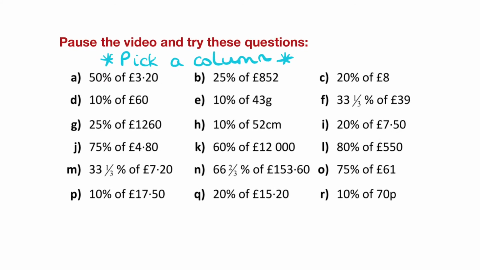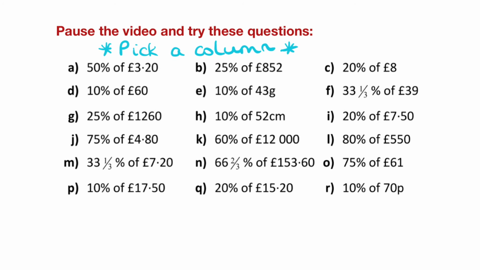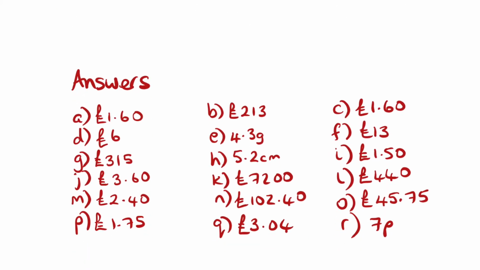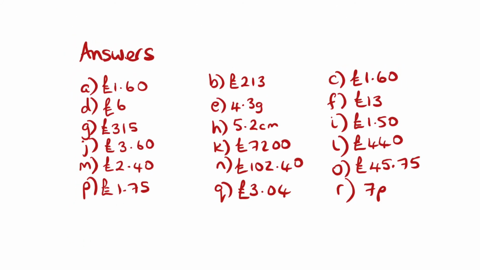So, what I would like you to do just now is pause the video and try these questions. So it's more practice at finding common percentages of amounts. So just pick a column, first, second or third, and answer the questions from that column. Remember, if you're stuck with anything, you can pop back into the lesson or you can ask an adult nearby. Just don't be stuck. Make sure you do ask for help. So I'll show you the answers now. So you can pause and check your answers.